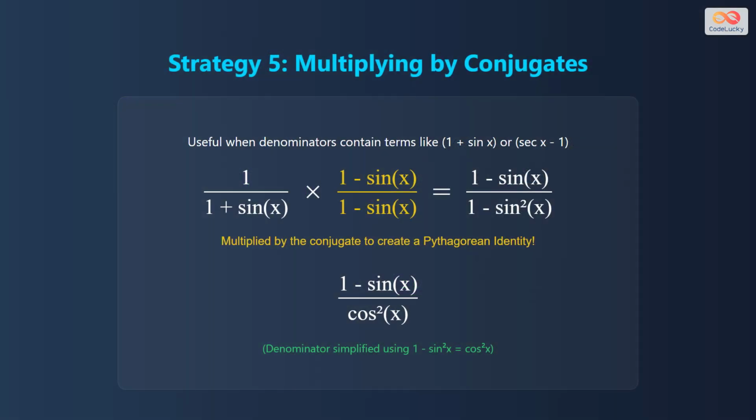Sometimes you get stuck with a denominator like 1 plus sine x. Strategy 5 is to multiply the numerator and denominator by the conjugate, which would be 1 minus sine x. This creates a difference of squares in the denominator, allowing you to use a Pythagorean identity to simplify it to cosine squared.